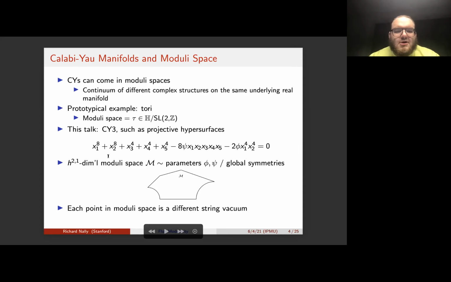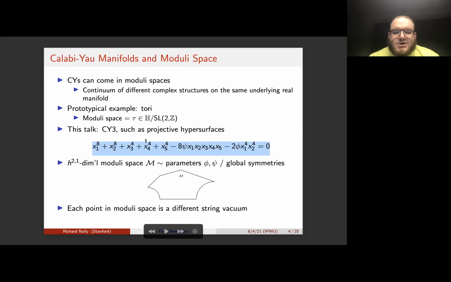In this talk, we're going to be dealing not with tori for the most part, but instead with Calabi-Yau threefolds. We'll be viewing our threefolds as projective hypersurfaces. I've given you an example of a threefold here. This is the octic threefold in 11222. We'll be coming back to this example throughout the talk, like I said.